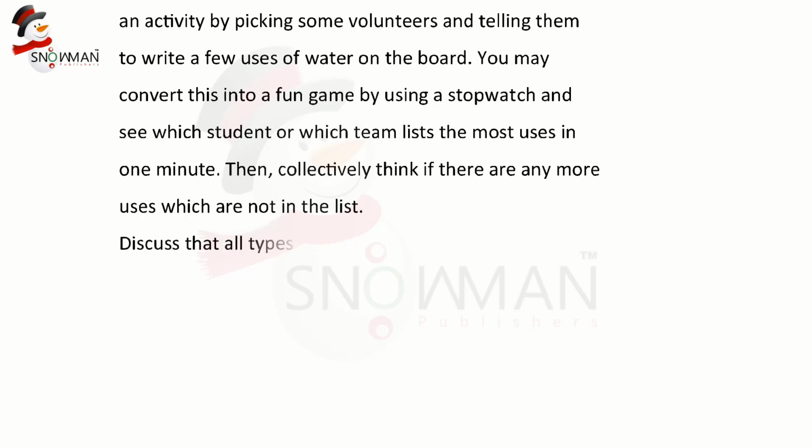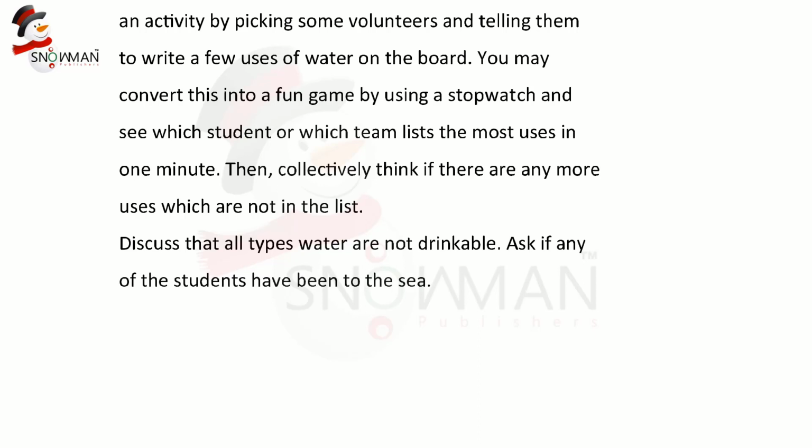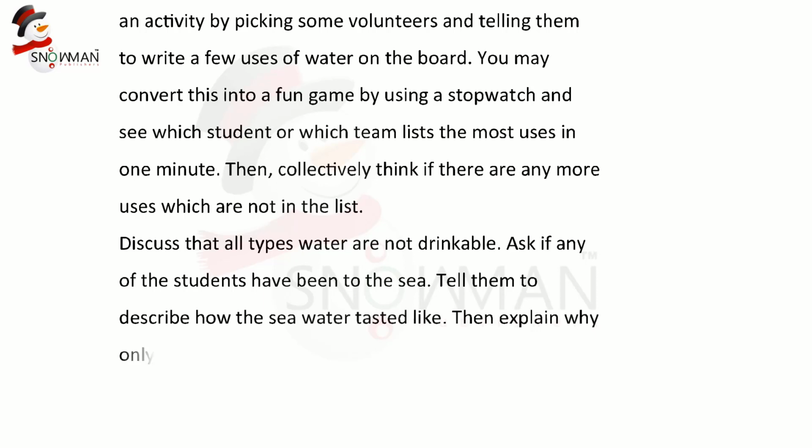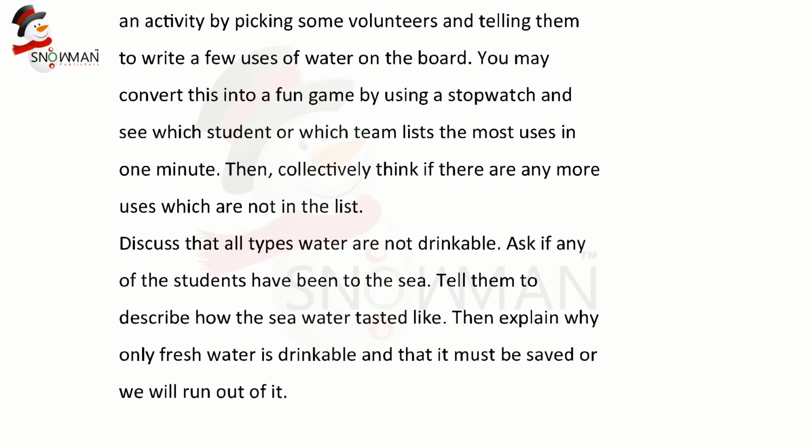Discuss that all types of water are not drinkable. Ask if any of the students has been to the sea. Tell them to describe how the seawater tasted. Then explain why only fresh water is drinkable and that it must be saved or we will run out of it. Write the name of the second natural resource, wind, on the board and ask the students, can we see the wind?